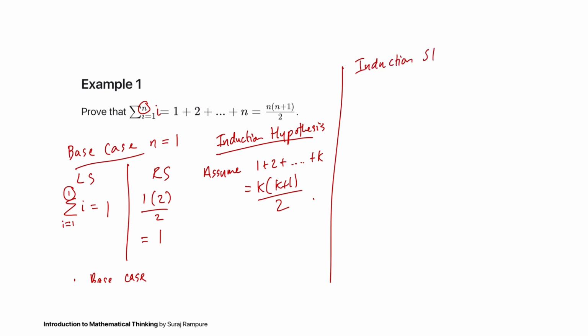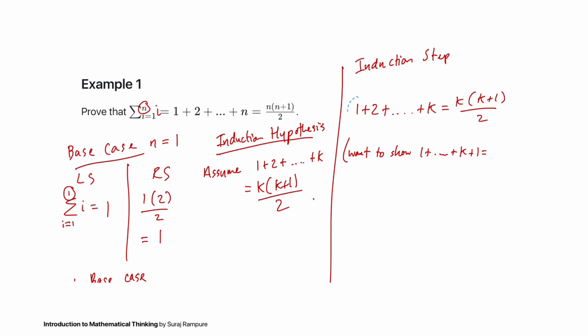Okay, so now here's where we actually have to do stuff. Induction step. Okay? So we can start off with this fact, because that's all we know, right? And we want to somehow show that when you sum it all the way till k plus 1, it's equal to what? We know that when you sum it from 1 to k, it's k times k plus 1 over 2.